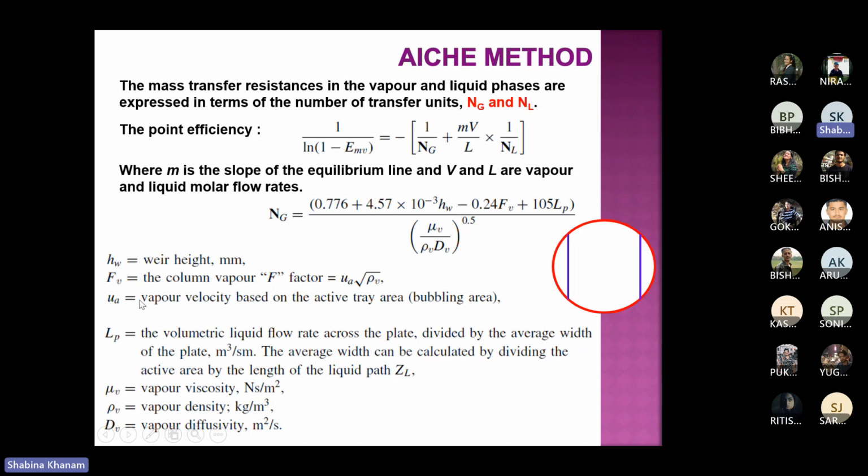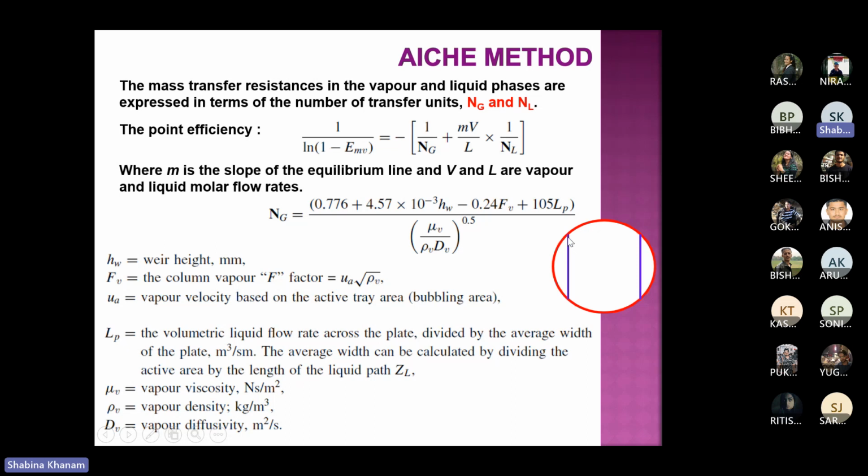Right, so in this way you can have this UA, that is the vapor velocity based on active tray area. So if I ask you, in this cross section, what should the active tray area be? This is the inlet downcomer, and that is the outlet weir. Here I am showing two plates which are available one over another. Okay, this is not a single plate. So the active area over the plate should be this area.